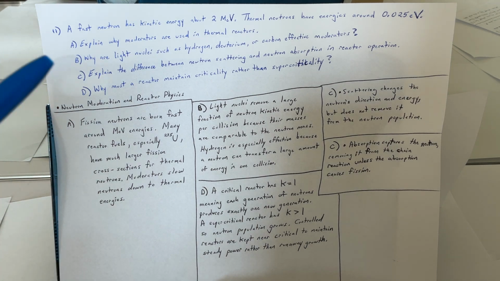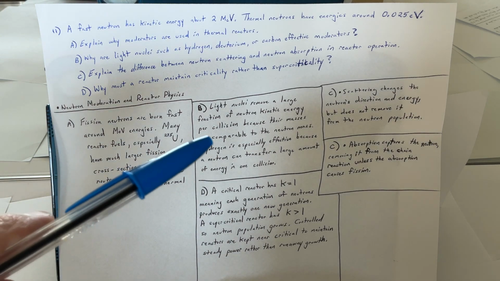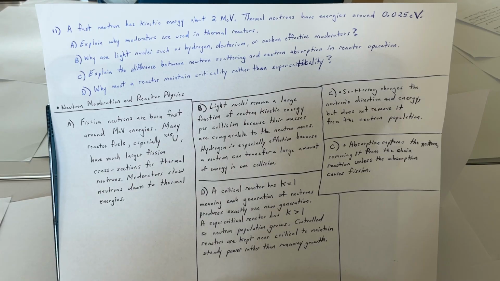Okay, part B, why are light nuclei such as hydrogen, deuterium, and carbon effective moderators? For part B, light nuclei remove a large fraction of neutron kinetic energy per collision because their masses are comparable to the neutron mass. Hydrogen is especially effective because a neutron can transfer a large amount of energy in one collision. C, explain the difference between neutron scattering and neutron absorption in reactor operation.